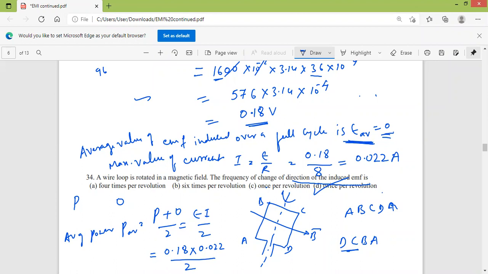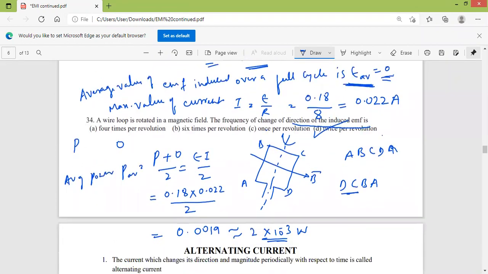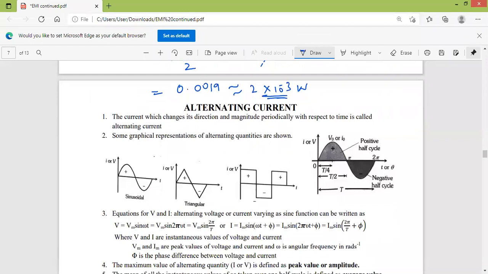So this is the discussion about the MCQs related to electromagnetic induction. Next we will move to the next chapter, alternating current.